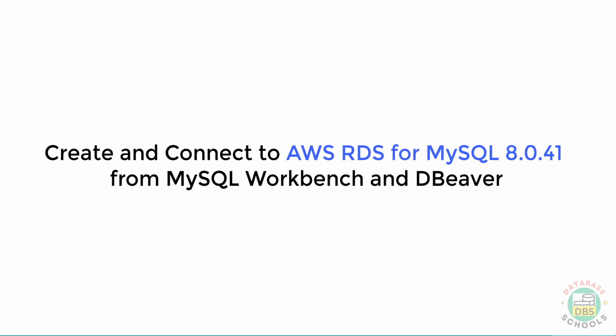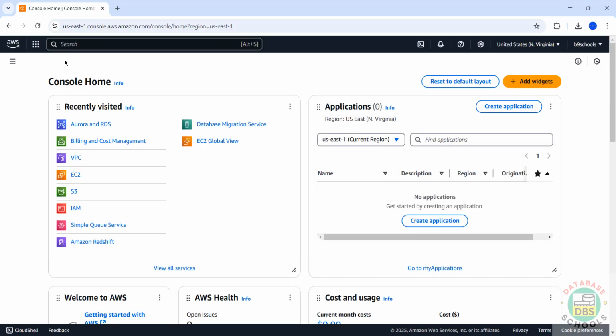Hello guys, in this video we will see how to set up AWS RDS database for MySQL version 8.0.41. Then we will connect from the MySQL Workbench or DBeaver. First connect to the AWS console with your credentials.